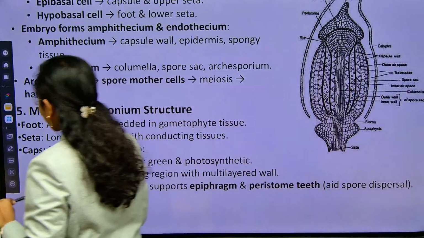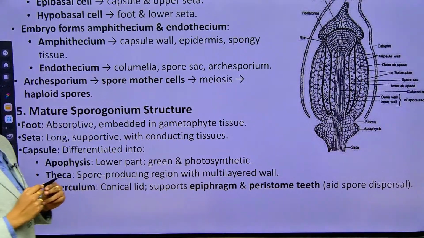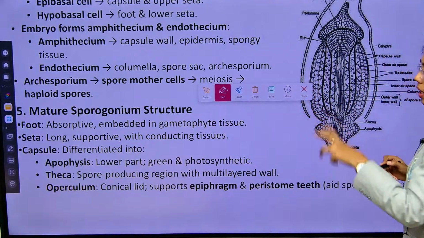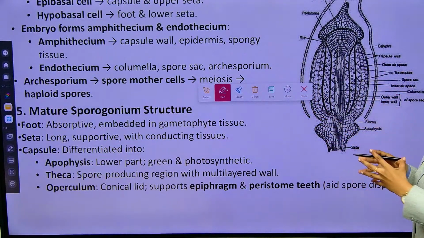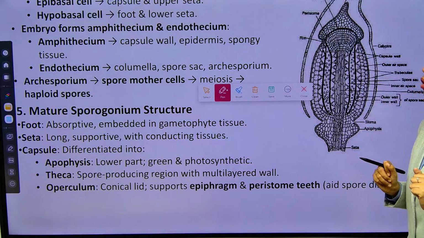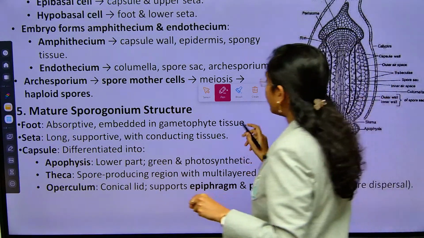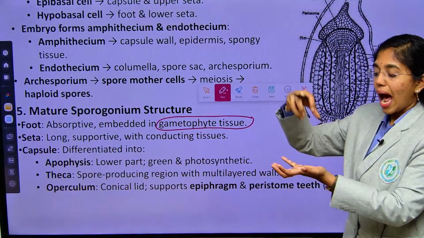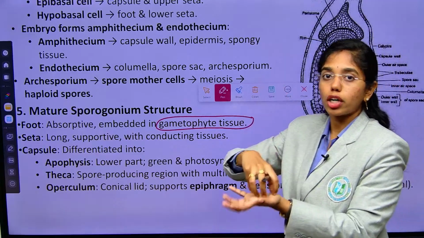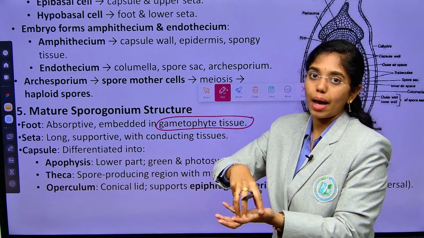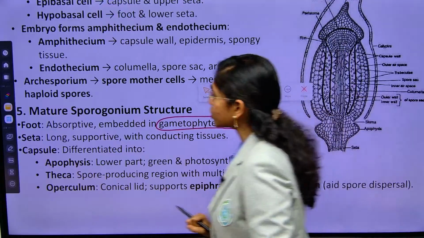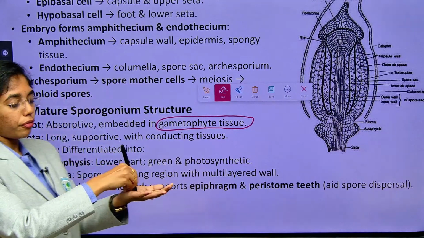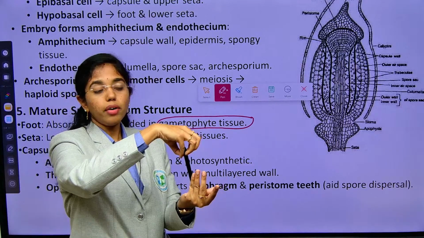Foot, seta, capsule, three are present. If you see Anthoceros, it just has foot and capsule, but here in Polytrichum it has foot, seta and capsule. The foot is absorptive, embedded inside the gametophytic tissue. It will absorb the nutrients and provide strong structural support to fix over the gametophytic structure. Next is the seta. The seta is a long tissue which will support the foot. It will connect the foot and the capsule above.